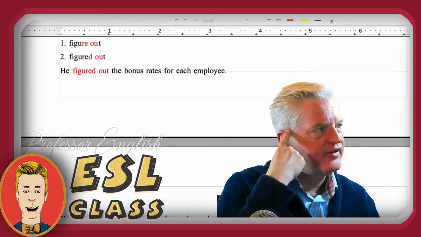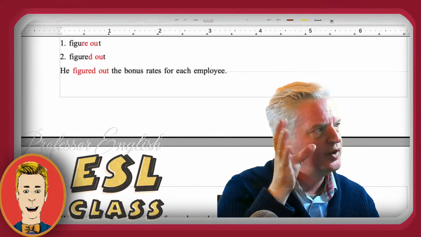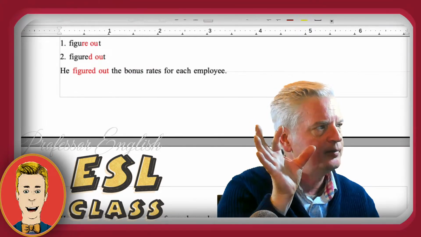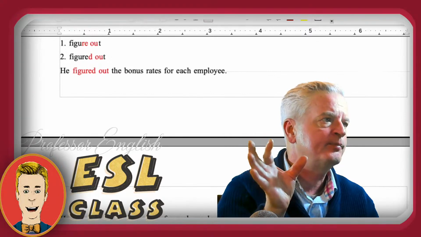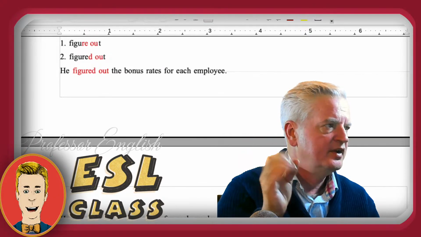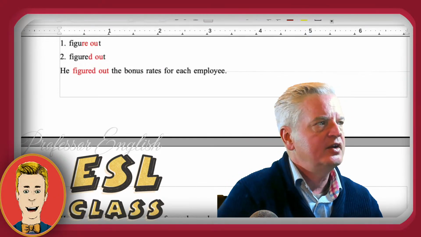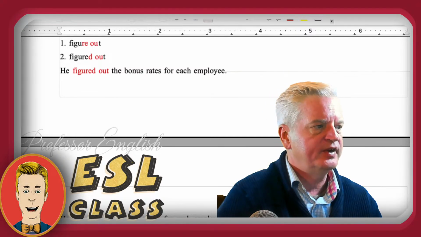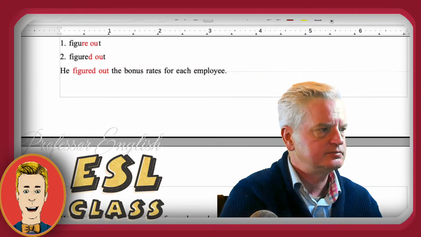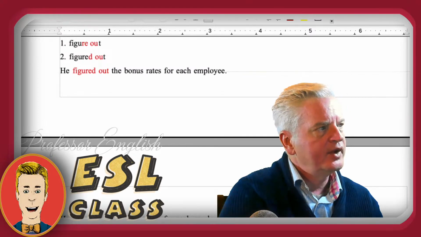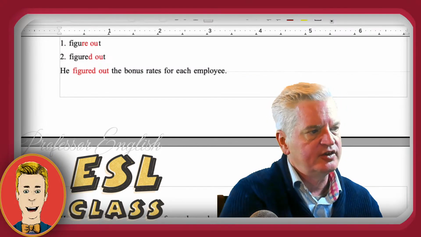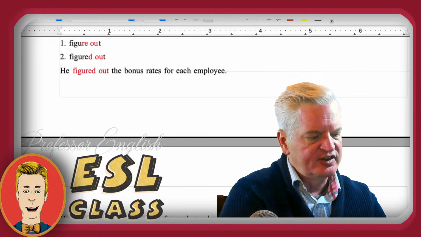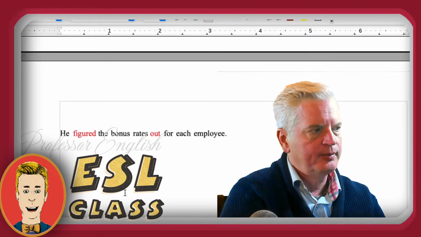So what you really have to listen for is what starts the word out. Because in number 1, it's route. In number 2, it's doubt. To me, they sound very different. Number 1, figure out. Number 2, figured out. But to him, they sounded very similar. He figured out the bonus rates for each employee, and this is a separable phrasal verb.